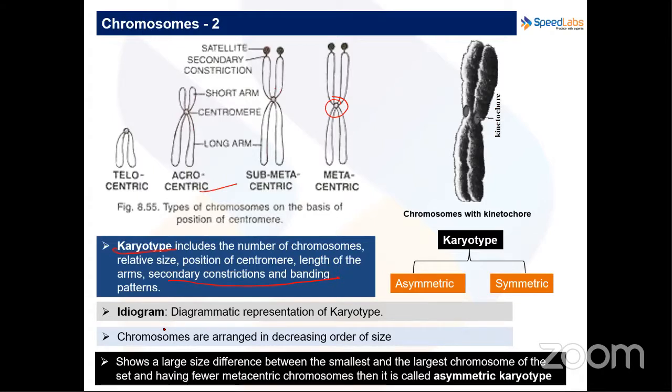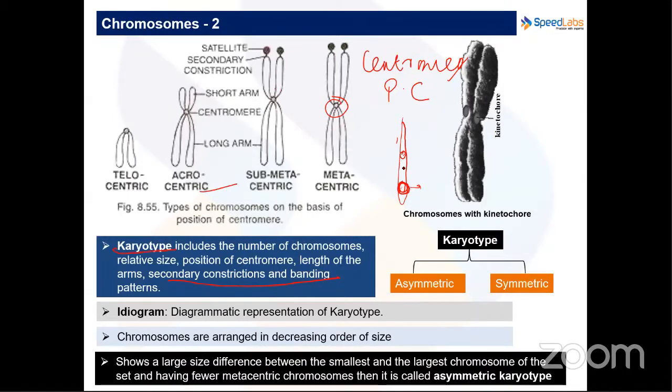You know what is secondary constriction? You should understand these terms: secondary constriction, primary constriction. The other name of the centromere is primary constriction. So if this is a chromosome and here is a primary constriction, another constriction apart from the primary constriction is called the secondary constriction, and it is also called the nucleolar organizer because it gives rise to the nucleolus. Understood?